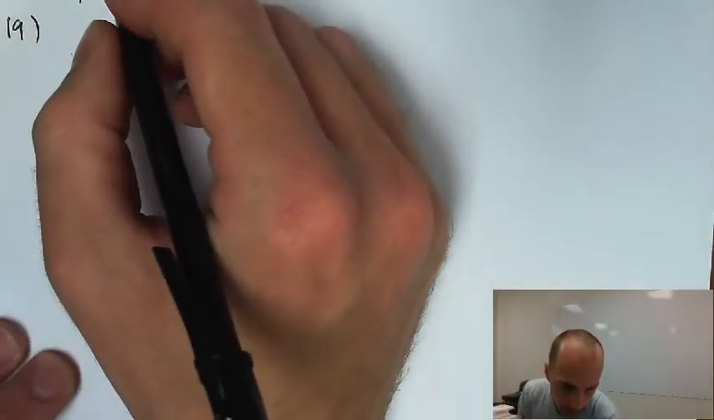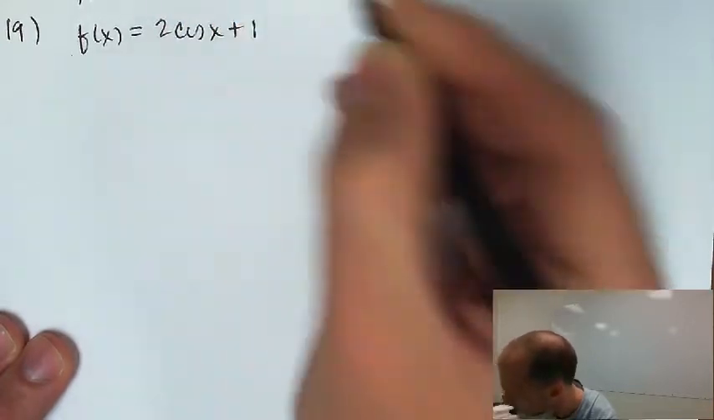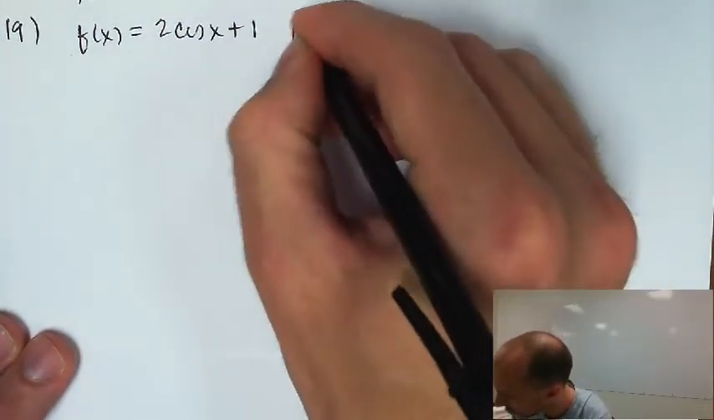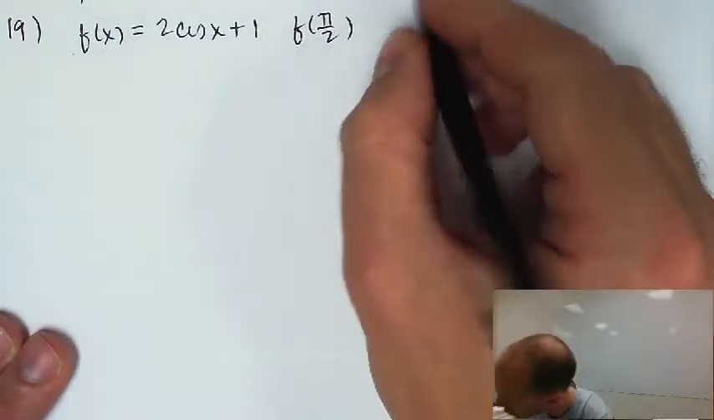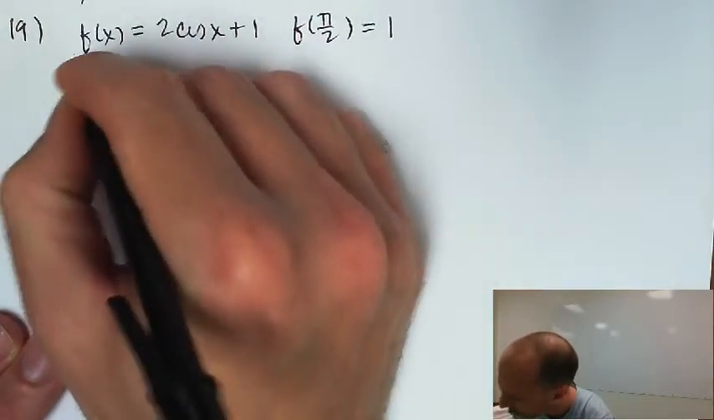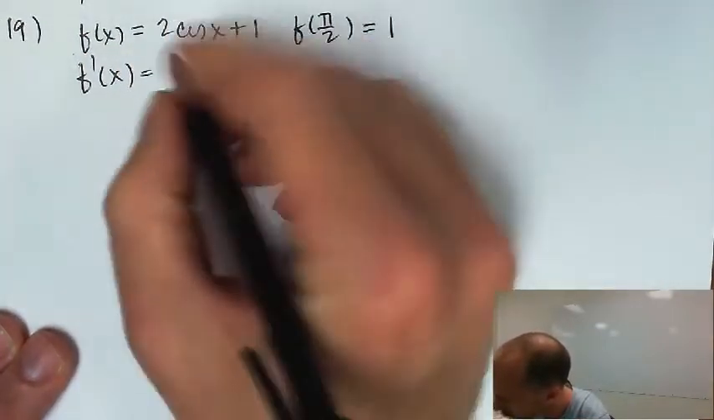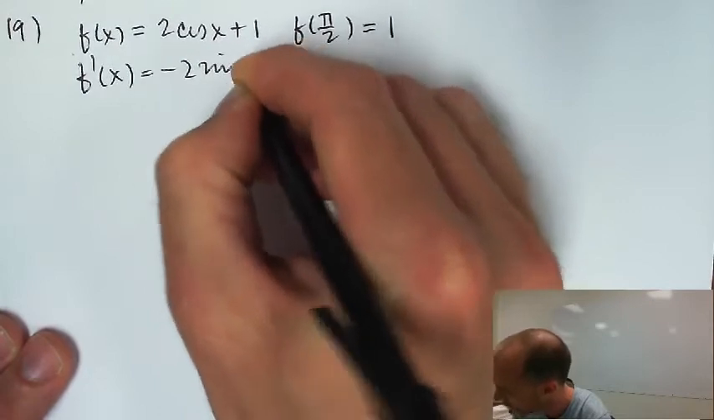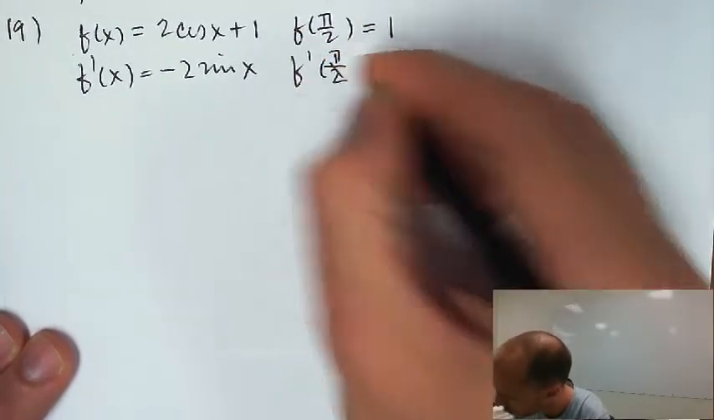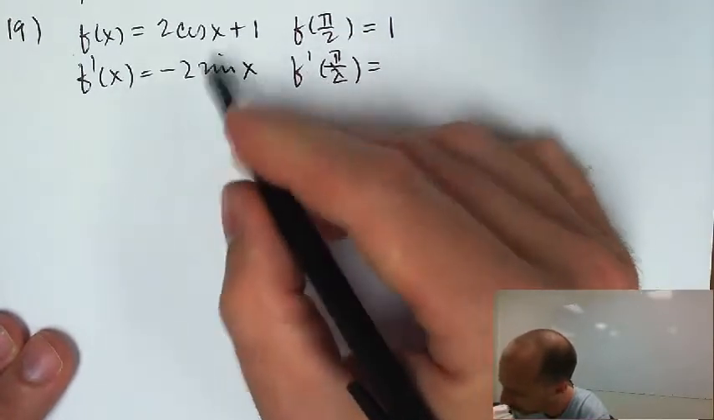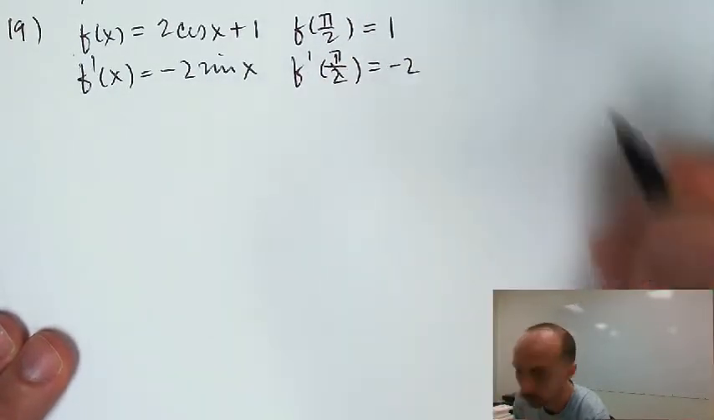Okay, we're going to use the tangent line at x equals pi over 2. So f of x equals 2 cosine x plus 1. So I'm going to need f of pi over 2. Cosine of pi over 2 is 0, so I've got 0 plus 1. f prime of x is equal to negative 2 times the sine of x. So f prime of pi over 2 is going to be equal to negative 2 times the sine of pi over 2, which is negative 2.